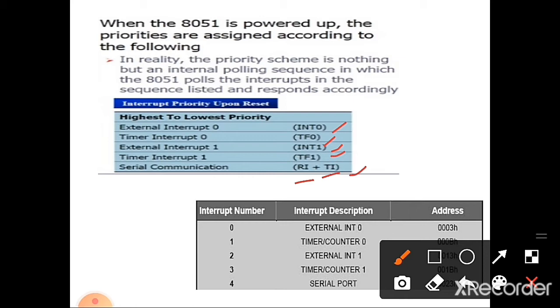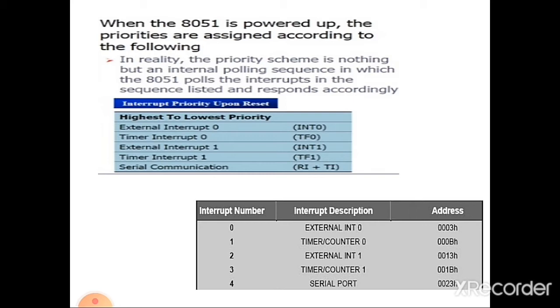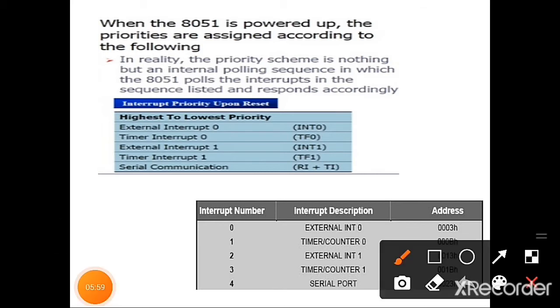Its corresponding addresses are shown here. External interrupt 0 has address 0003H, timer or counter 0 has address 000BH, external interrupt 1 has 0013H, timer 1 has 001BH, and the serial port has 0023H. These are the addresses of the corresponding interrupts. There are total 5 interrupts: 2 external interrupts INT0 and INT1, and 3 internal interrupts timer 0, timer 1, and serial port.